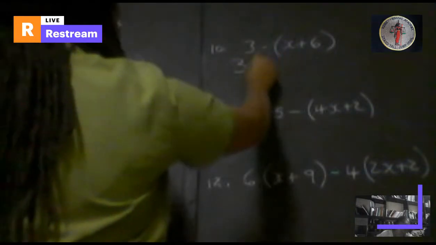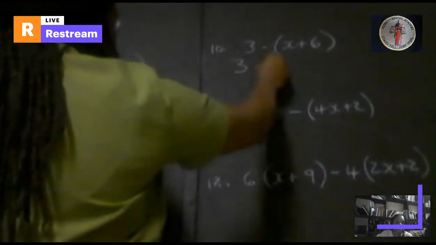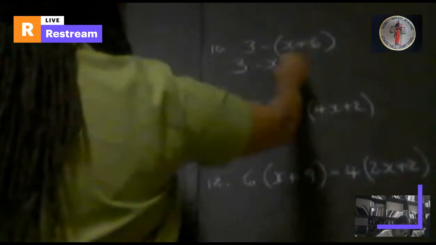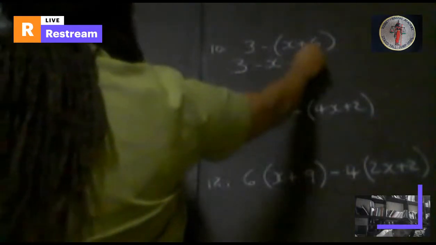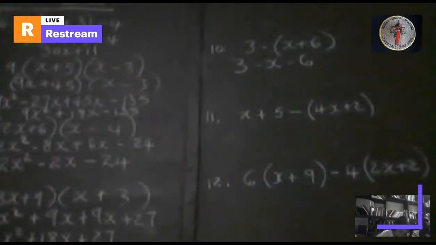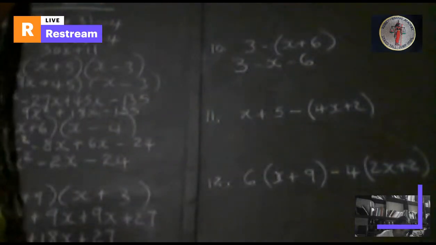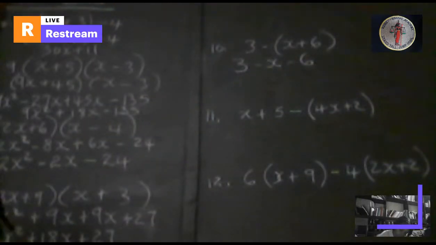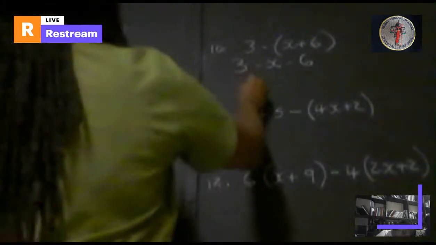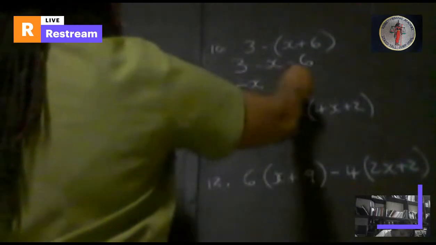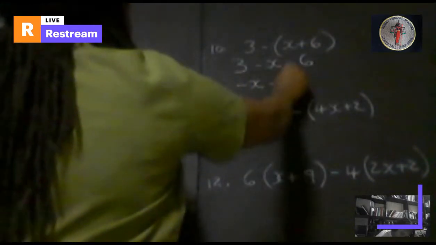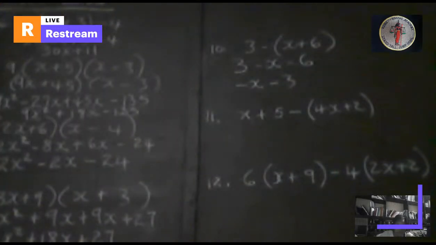Negative 1 times x is negative x, and negative 1 times 6 is negative 6. Can we simplify? Positive 3 and negative 6, they are both constant terms. So it's negative x, and then 3 minus 6 is negative 3. So negative x minus 3.